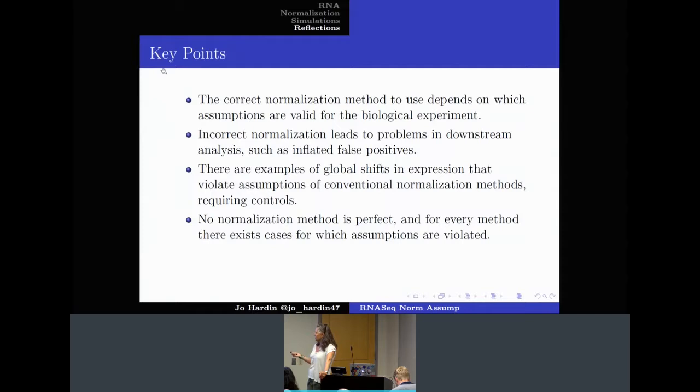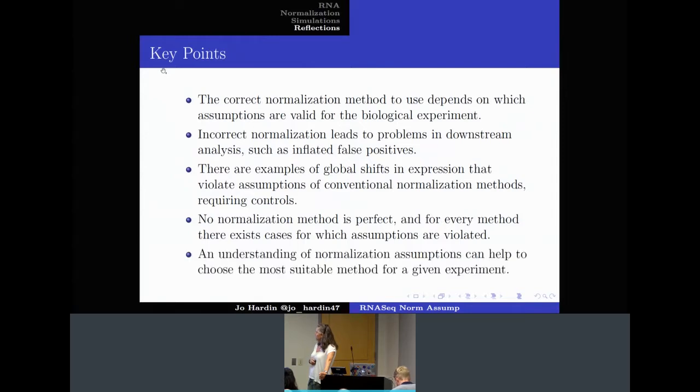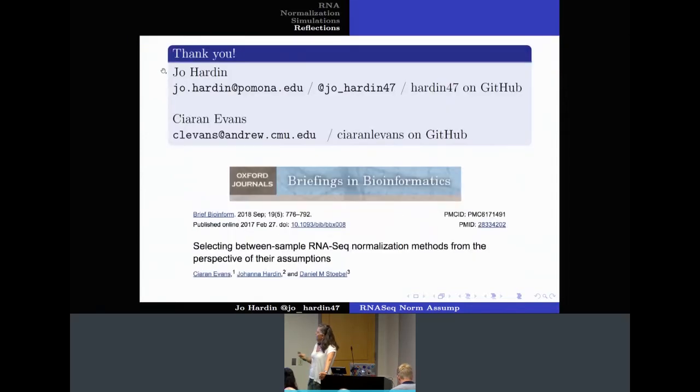And it's just like voting, right? There's no perfect voting method that beats all of them. There's no perfect normalization method because you can always find cases where the assumptions are violated. And there's a paper that we wrote on this that has a lot more details of the methods in particular and the assumptions and whatnot.